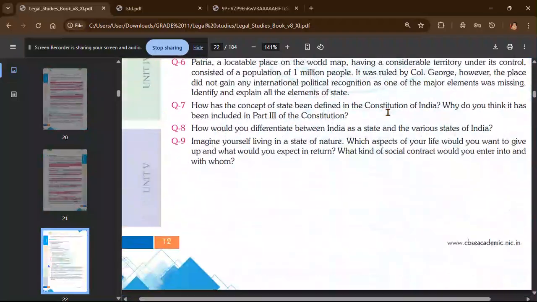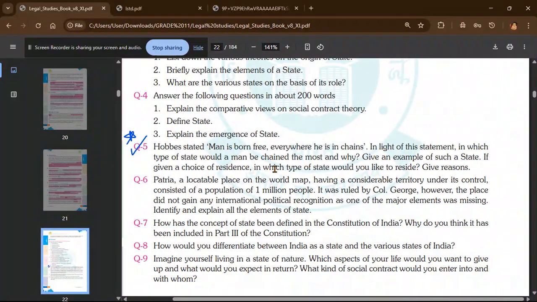Then you have your fifth question, I'll make you do. Hobbes stated, man is born free, everywhere he is in chains. In the light of this statement, in which type of state would a man be chained the most and why? Simple. Totalitarian states. Give an example of such a state. North Korea is an example of such a state.